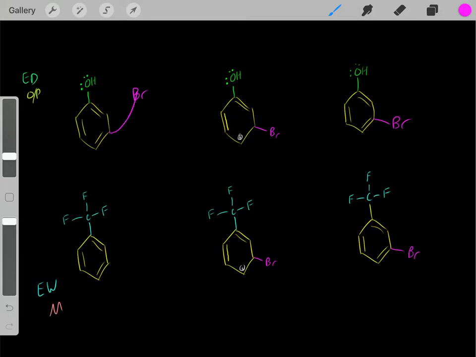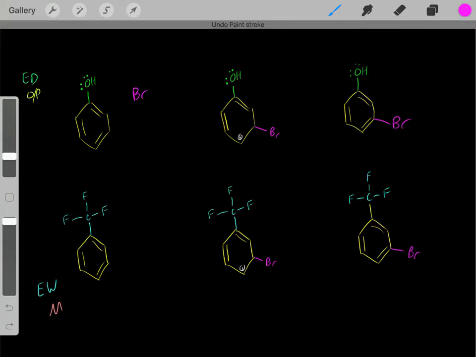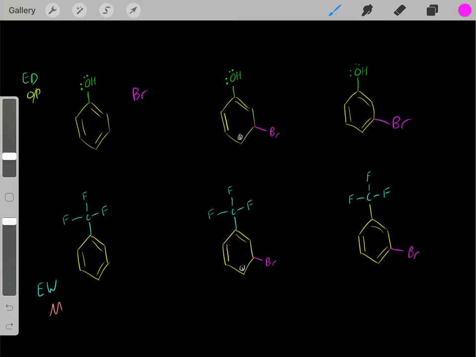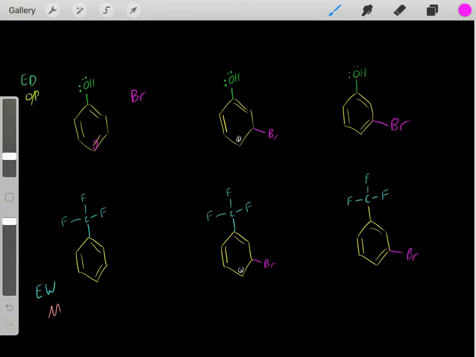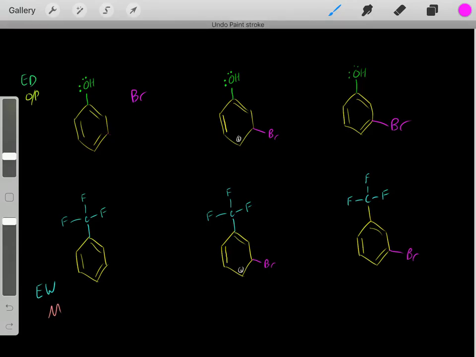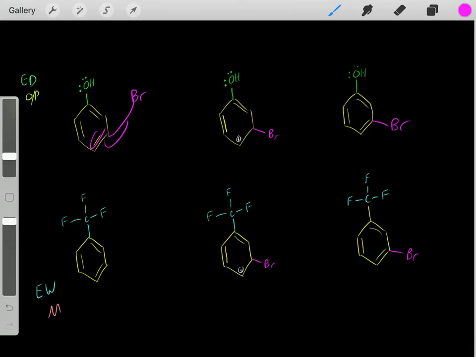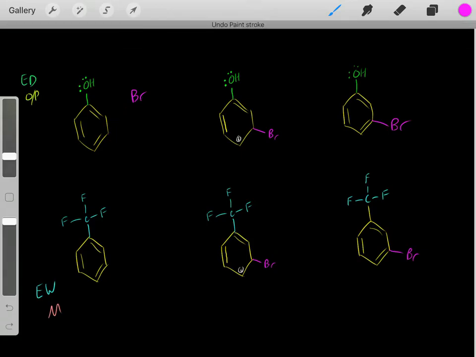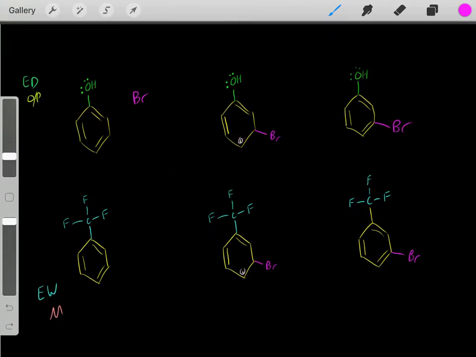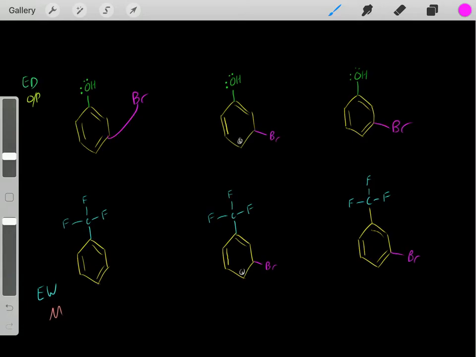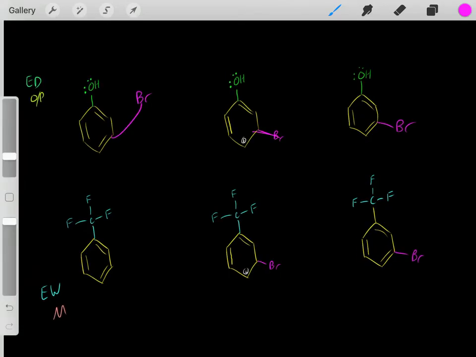Well, if we add it in the meta position, the electrons in this pi bond would attack, forming a bond here. Essentially this carbon would lose its pi electrons, and these electrons would form this bond. When we do that, we form this product, where this carbon lost its electrons, so now we have a positive charge on this carbon. So if we add it on the meta position, we get a positive charge right here.